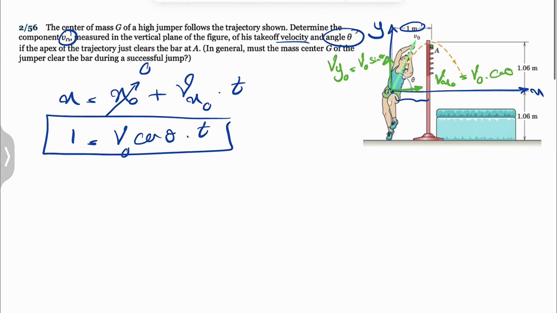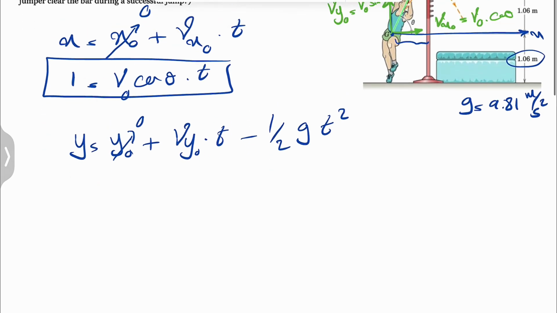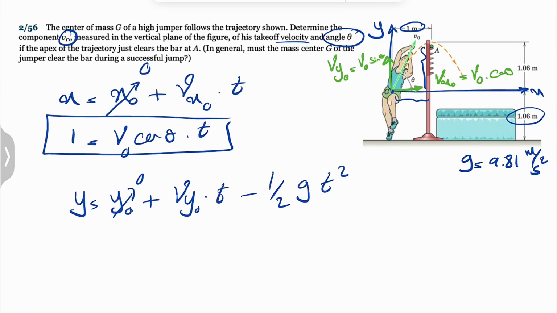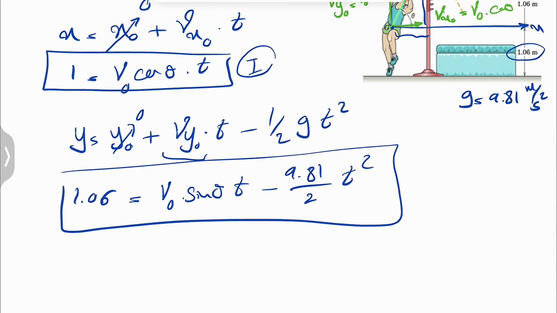Now we can move on to the y, or vertical, movement. Y is equal to y0 plus Vy0 t minus 1/2 g t squared, where g is the acceleration of gravity on Earth. Because all the dimensions are SI units, our g is 9.81 meters per second squared. Again, y0 is 0 because our origin is at G, so our y would be this distance here, which is 1.06. Vy0 is V0 sine of theta, so 1.06 equals V0 sine of theta times t minus 9.81 divided by 2 times t squared. That's going to be our second equation.